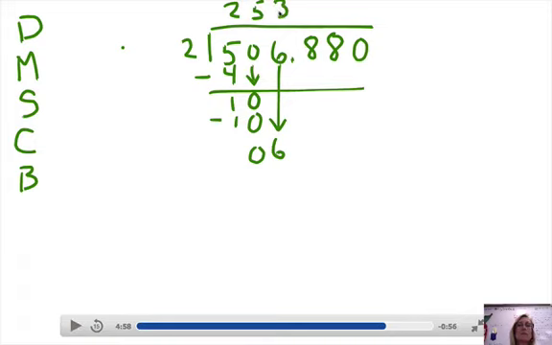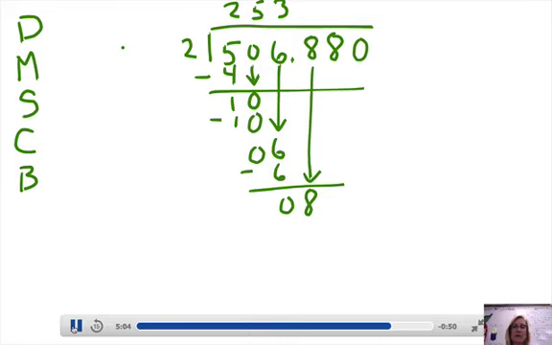So I'm now going to multiply 3 times 2. That's my second step. And the answer is 6. So I'm now going to subtract 6 from 6. And right there I go to the next step, which is checking. And yes, 0 is definitely less than 2, so I can bring down the next number, which is the last step.